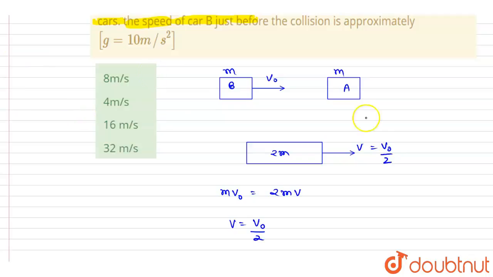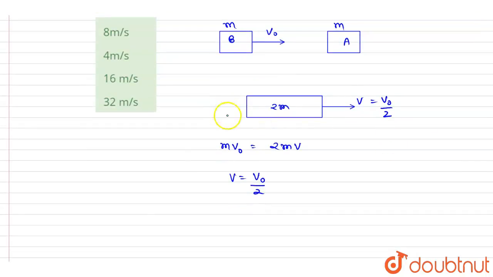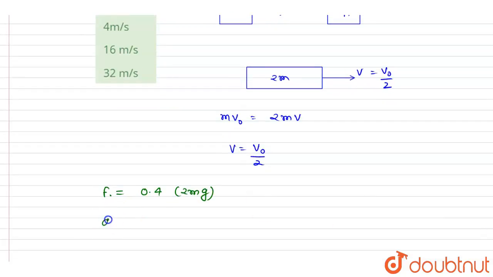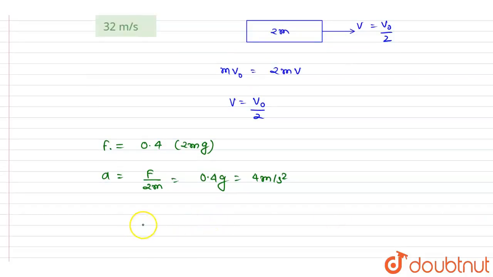As you got the velocity, now it is said that the decelerating force is 0.4 times the actual weight. The weight is 2mg, so the decelerating force acting here is 0.4 times 2mg. So the deceleration, force by the combined mass, is 0.4 g. It took 8 meters to stop them.